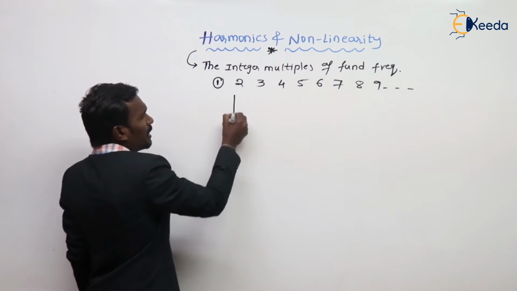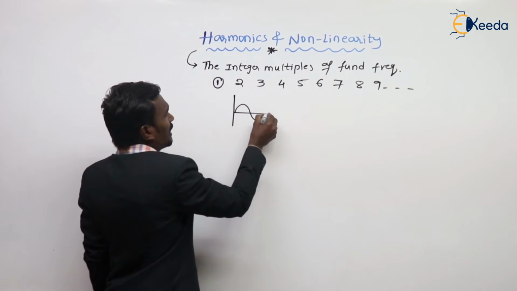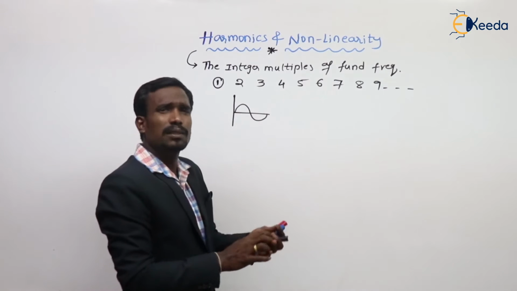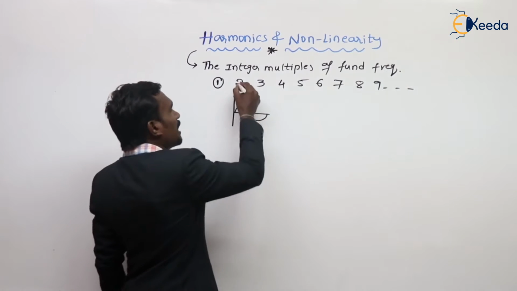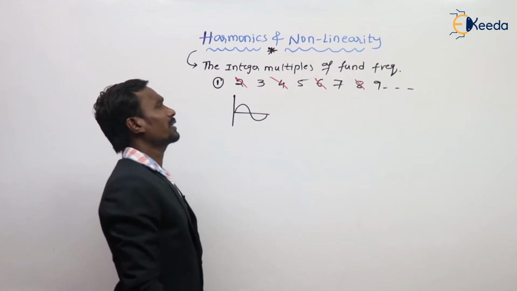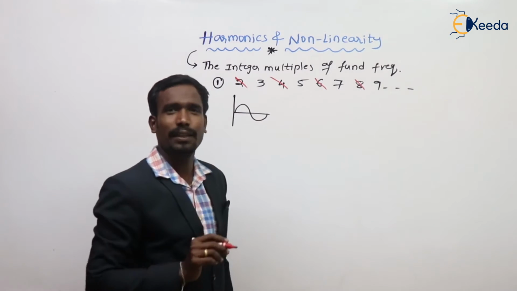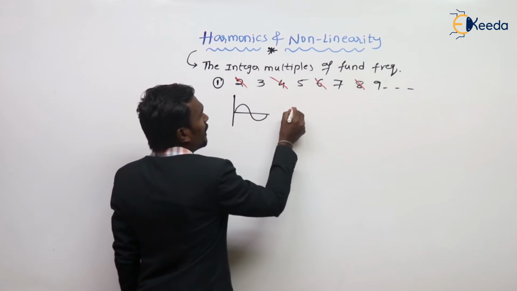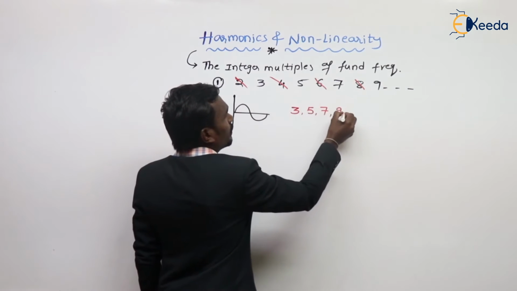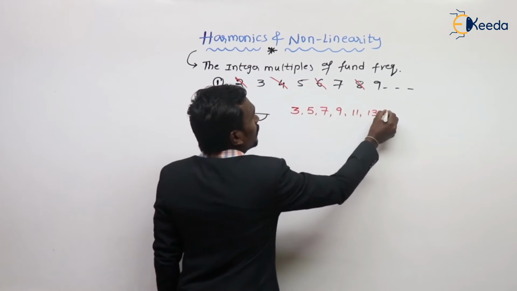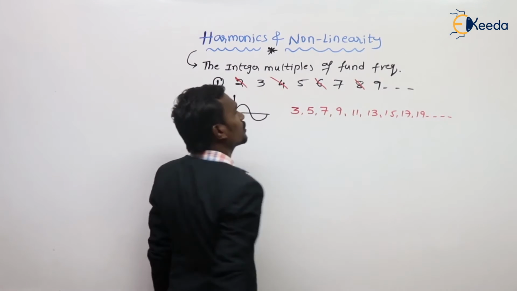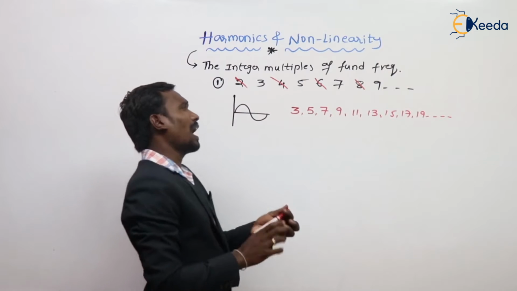But generally, for symmetrical waveforms like sinusoidal waveforms, even harmonics are arithmetically eliminated. Then the remaining harmonics are 3, 5, 7, 9, 11, 13, 15, 17, 19, and so on. These are now our harmonics.